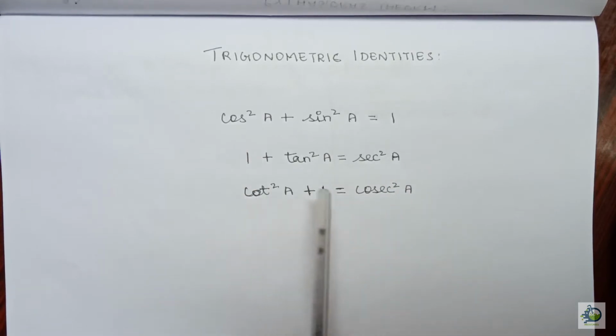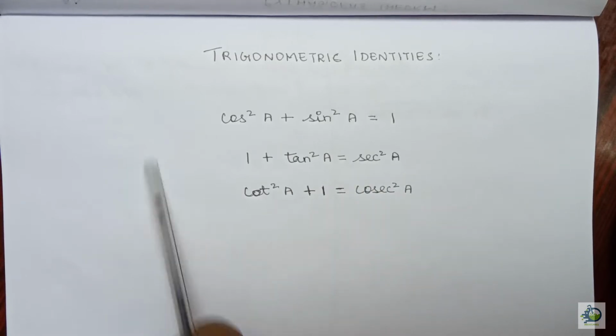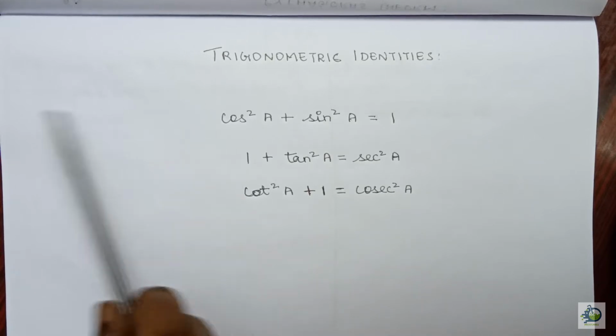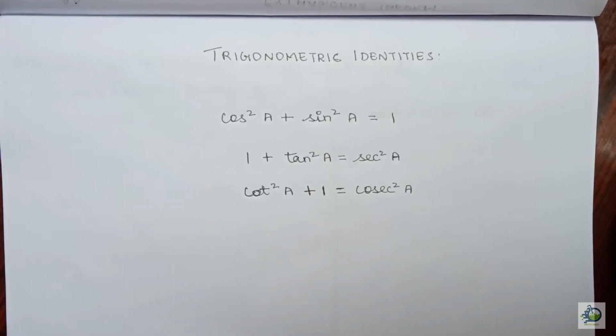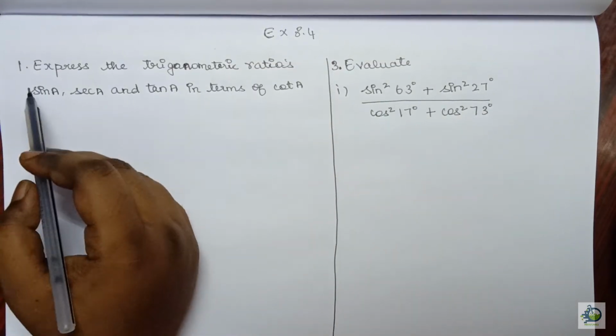Similarly, cot square A plus 1 can be written as cosecant squared A. So, we need these three formulas very importantly to solve exercise 8.4. So, let's get started with exercise 8.4. Let's start with the first question.